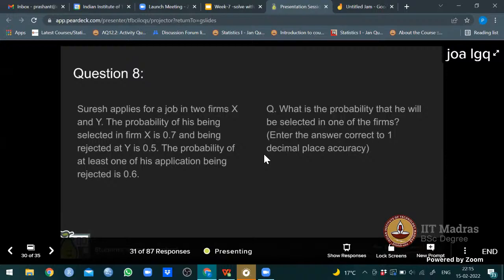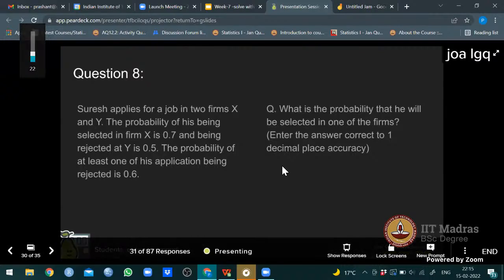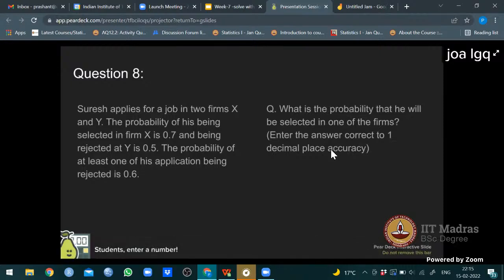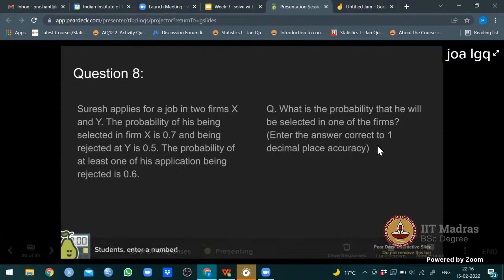Sir, over here, are we selecting only one, or could it be one or the other or both? This is the thing you have to think about. It's not clear. Is it exactly one of the firms? I think any is fine.